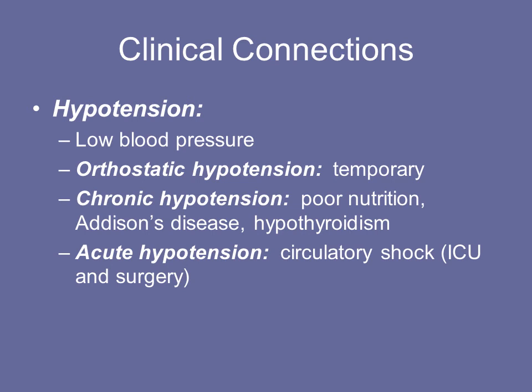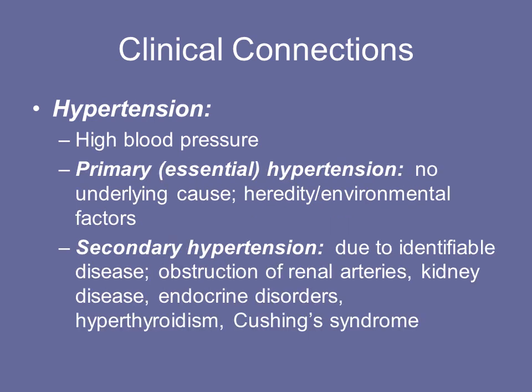Acute hypotension, where you suddenly have a severe drop in blood pressure, may be due to shock, and you need to address what's causing the shock. You don't just treat the symptom, treat the cause. Hypertension is high blood pressure. Primary hypertension is where there's no underlying cause. It may be genetics, it may be environmental factors being involved. Secondary hypertension is the result of some disorder or disease. You may have kidney disease, you may have an endocrine disorder, etc.